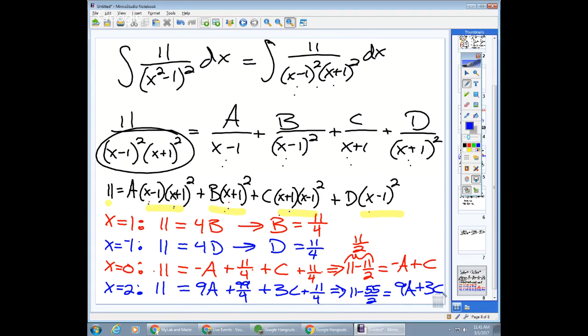11 minus 55/2, so that'd be 22 minus 55 is -33/2. All right, so let's see if we can get this right. This isn't too bad. Instead of having a system of 4 equations and 4 unknowns, we narrowed it down to a system of 2 equations and 2 unknowns.